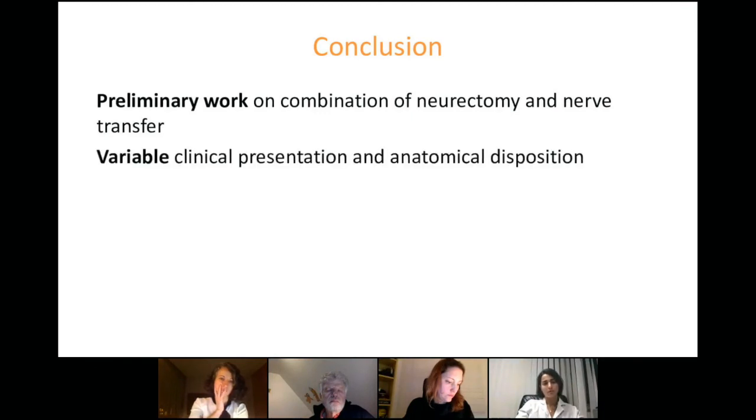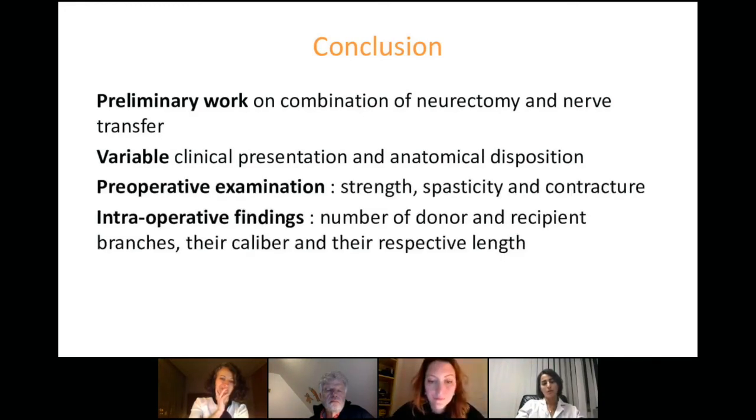Remember that there is a lot of variability with the clinical presentation and the anatomical presentation, so you have to do a very detailed preoperative examination with the strength, the spasticity, and the contracture of the muscles, and to be able to indicate a neurectomy and eventually with a nerve transfer, but you have to make sure it's possible with your intraoperative findings, and only with these findings, because there is variability in the anatomy, you can then confirm the feasibility of it.